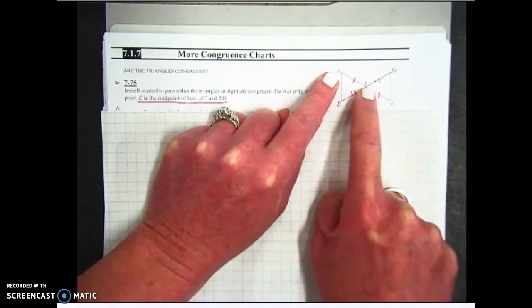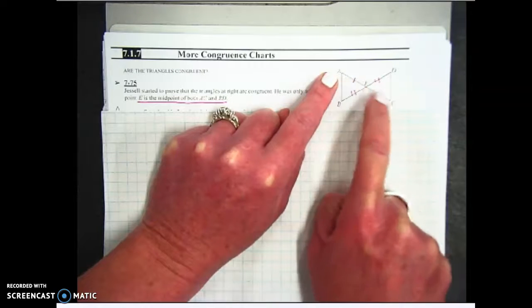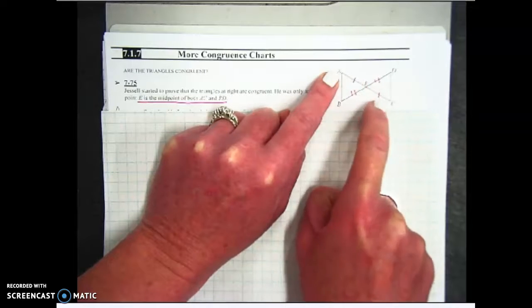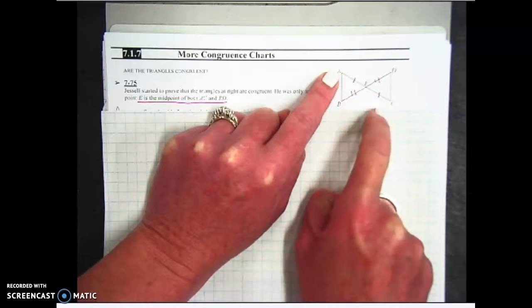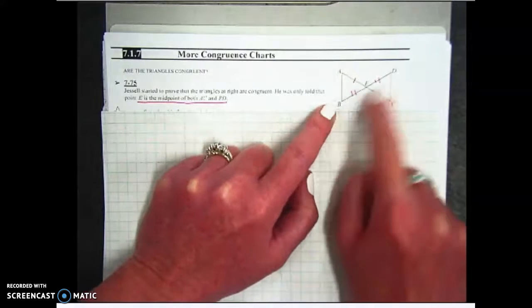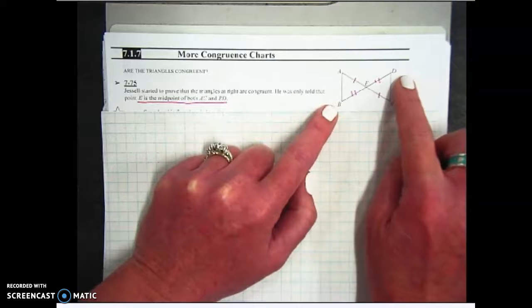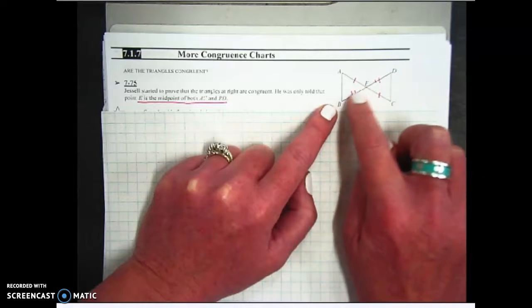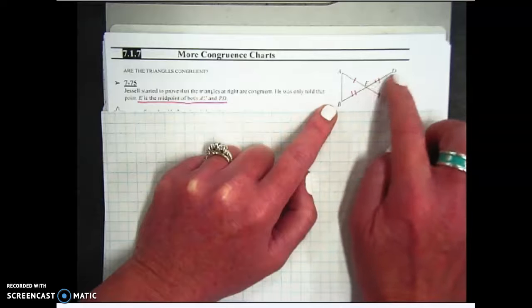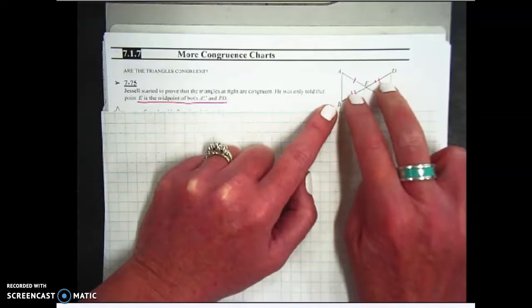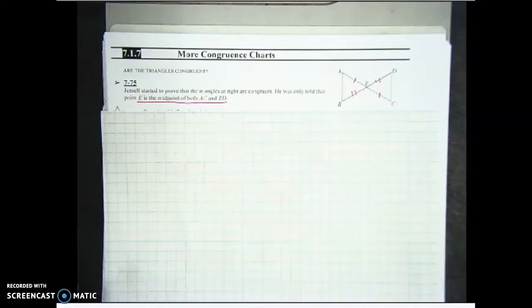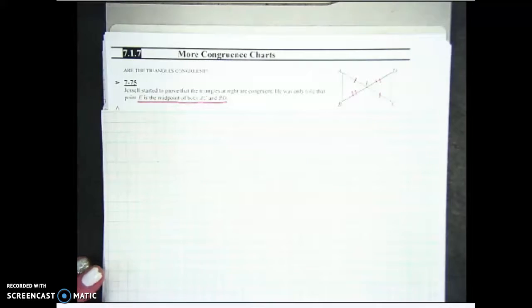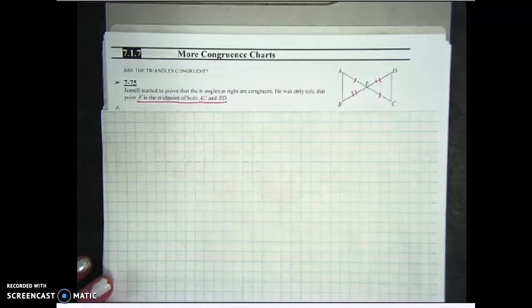If it's exactly in the middle, that creates two congruent parts. So I put a tick mark here and a tick mark here, creating two congruent parts. Okay? It's also the midpoint of BD. So on BD, if that's the midpoint, it creates a smaller piece right here, congruent to the smaller piece right here. And I put double tick marks on both. Okay? That creates a side congruent to a side and a side congruent to a side. So far we have side, side.